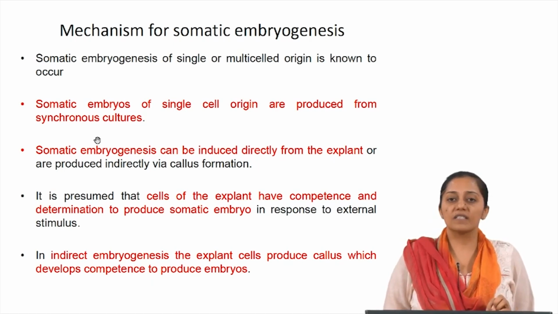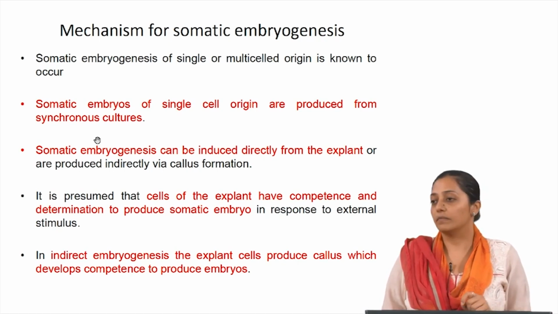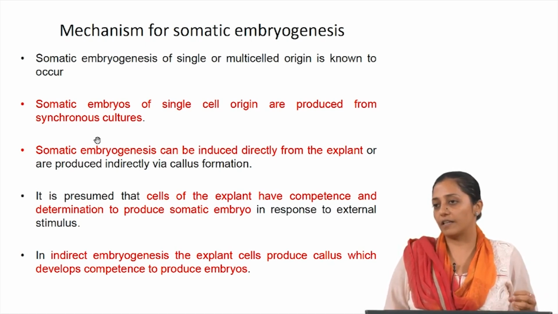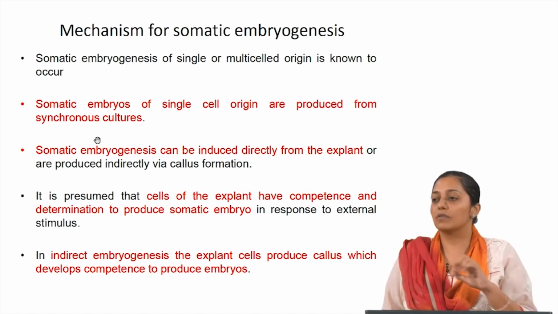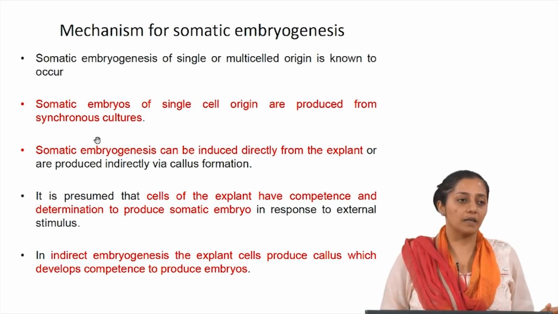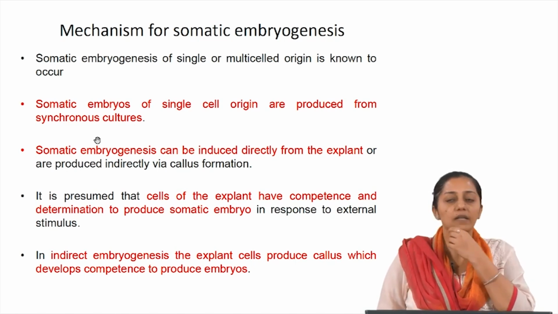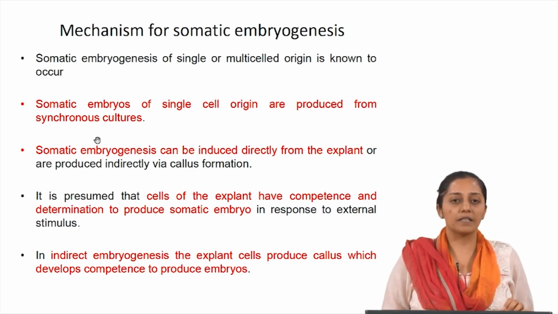Now somatic embryogenesis can be induced directly from the explant or can be indirectly from the callus phase. So in case when the callus phase is involved, once you bring the explant, then it develops into callus, then you do a variation and it develops into somatic embryos, that is called as indirect somatic embryogenesis. And when directly an explant, which means a leaf giving rise to directly somatic embryos, then it is called somatic embryogenesis, direct. It is presumed that the cells of the explants have the competence and determined to produce somatic embryos.